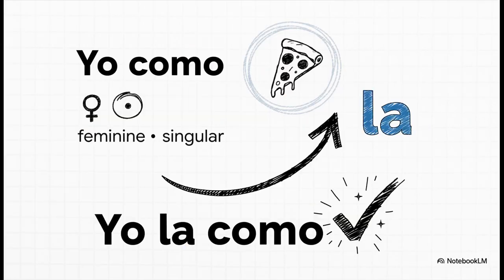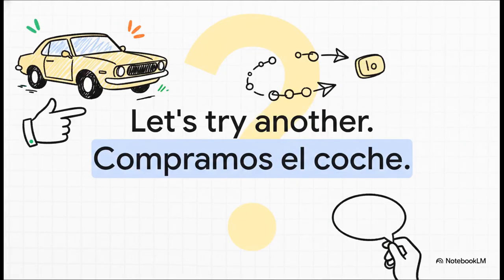Do it. So, did you get it? The direct object is la pizza. It's feminine and singular, so we use la. Then it goes right before the verb, como, which gives us yo la como. Nice job. Let's try another one. Let's keep the momentum going.